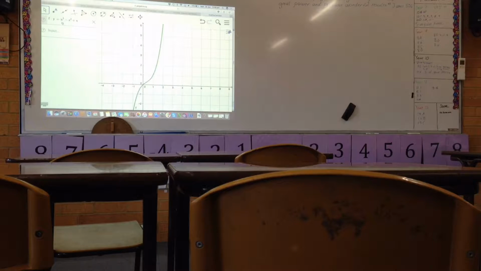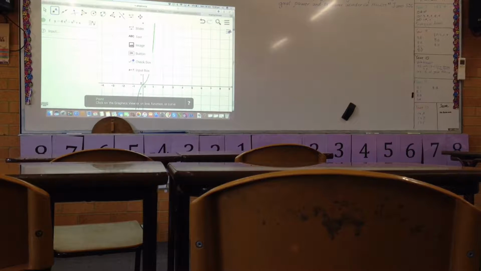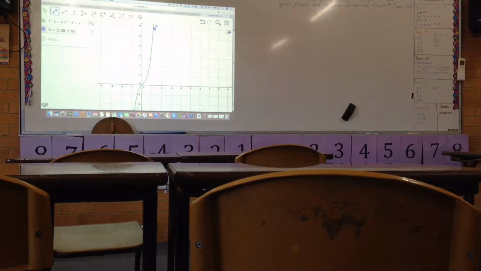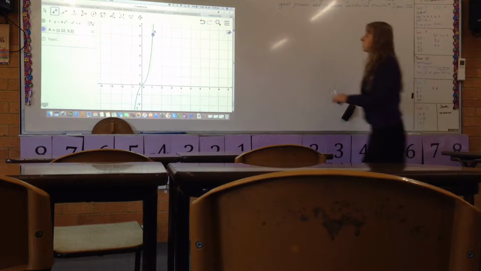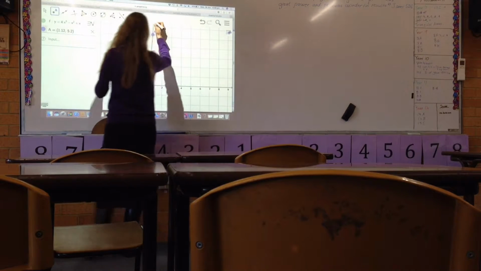Let's make it. So here I have a graph. Now you might remember before we looked at what a tangent to the graph was. At any point on the line, I can have a tangent. So the tangent is the line that just touches at that point.